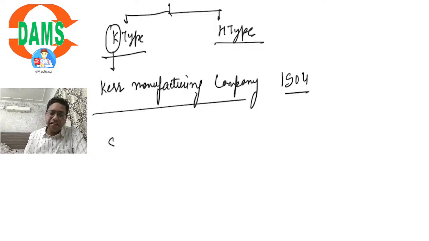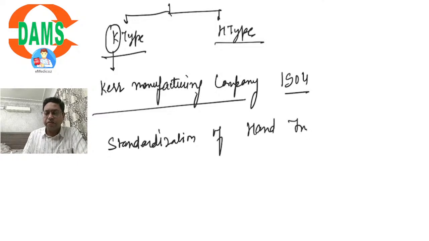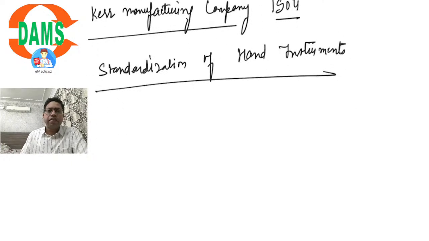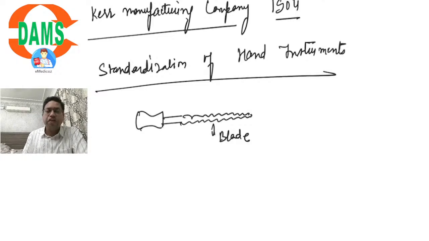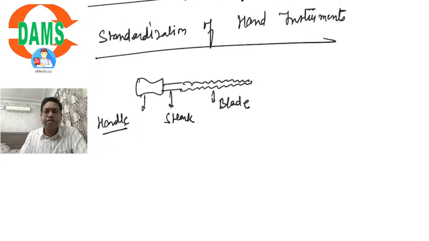So there is a certain standardization of hand instruments. A hand instrument, if you have ever seen, is something that looks like this. There are three principal parts of a hand instrument. One is the blade, that is the working part. Then is the shank, and then the handle.